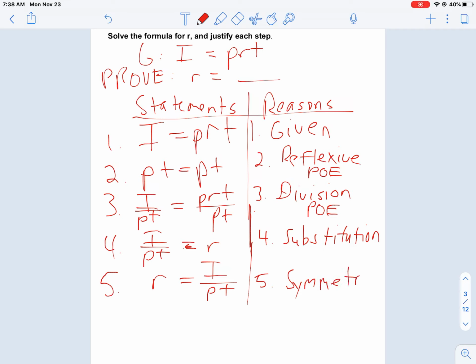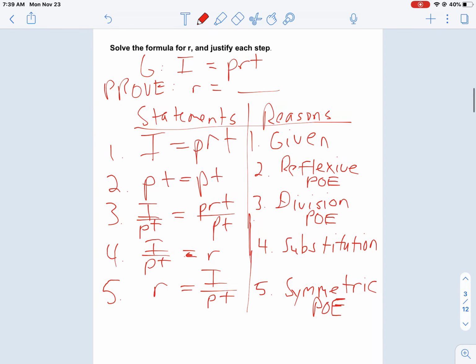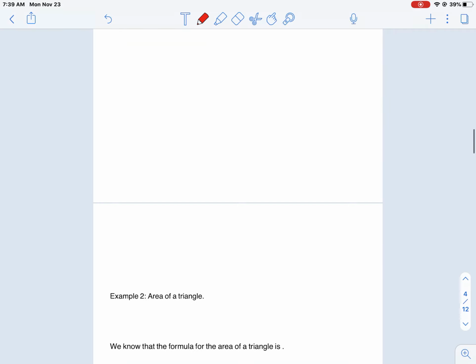Just know that sometimes you may not get a given and a prove, but you'll have to write those out. So we're just doing the same thing that we did with numbers, but with variables. It works the same. Reflexive, operation, substitution usually follows that pattern, remember?